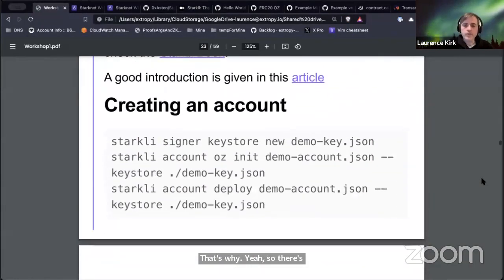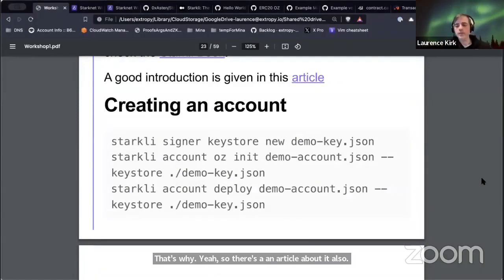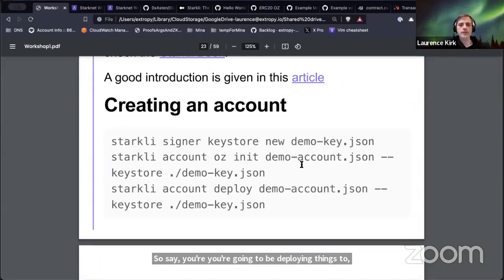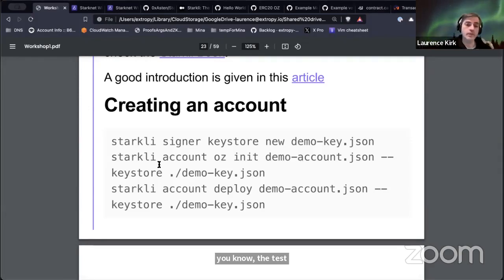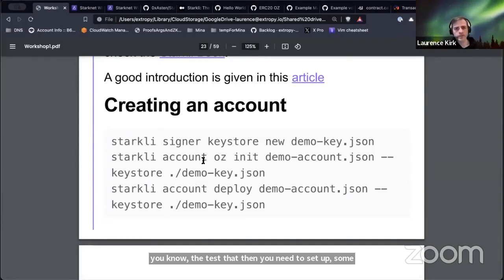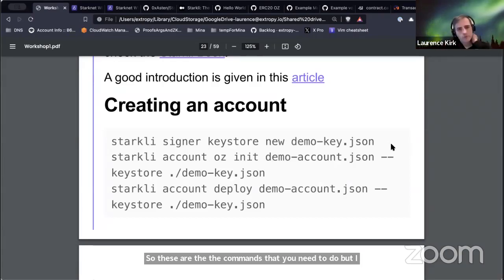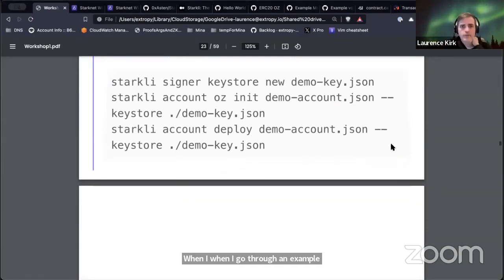Now, what you need to do when you're interacting with the blockchain, say you're going to be deploying things to the testnet, is set up some accounts, and you can use Starkli for this. So these are the commands that you need to do. But I can show you more of these later as well, when I go through an example of deploying a contract. Okay.